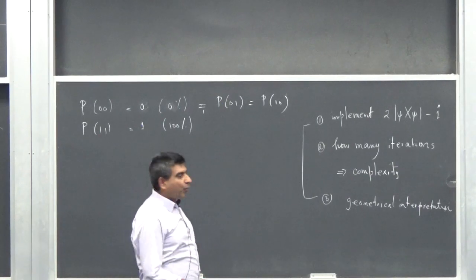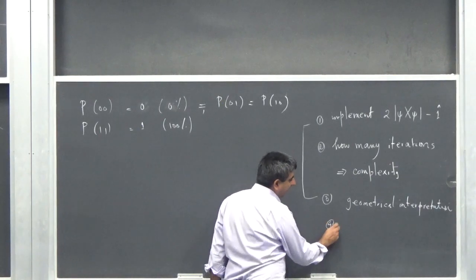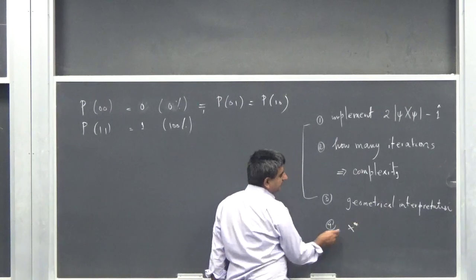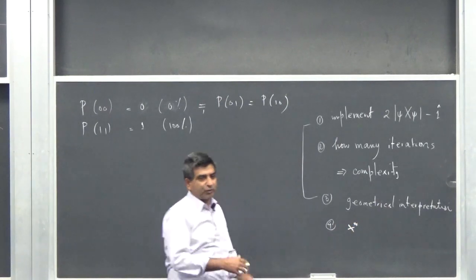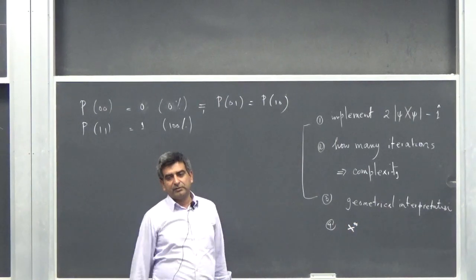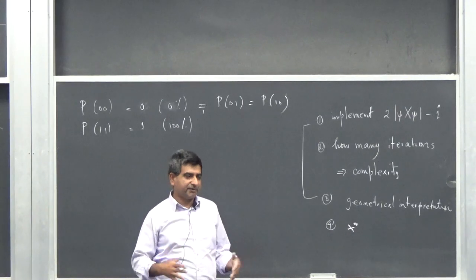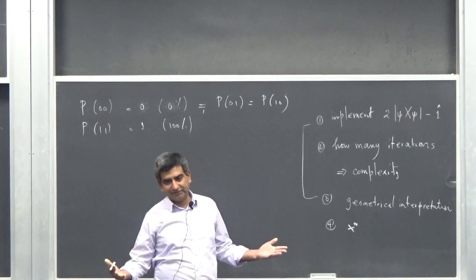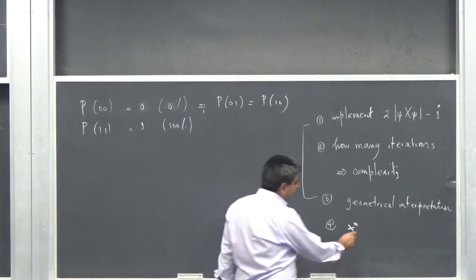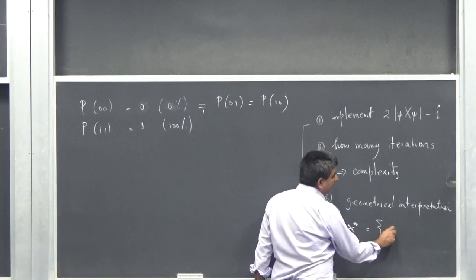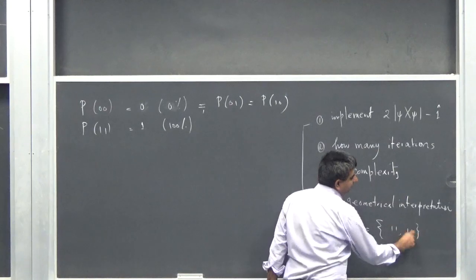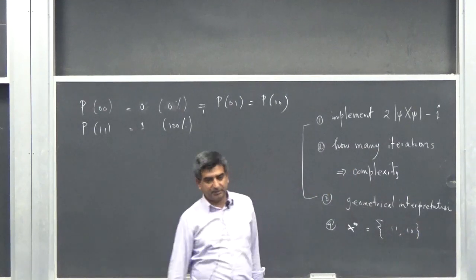By the way, what if our x star, the solution or the string that we're looking for, is not one string, it's say 2 strings? What if my search solution comprises 1, 1 as well as 1, 0? Then what's going to happen?